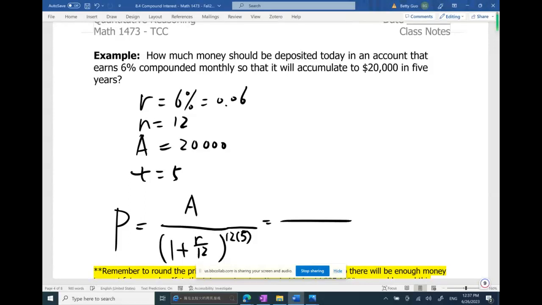And let's plug in the values. A is 20 grand, 20,000, and this is 1 plus R, 0.06, 0.06 over 12, and then to the power of 60. Okay, now let's go back to the calculator again.